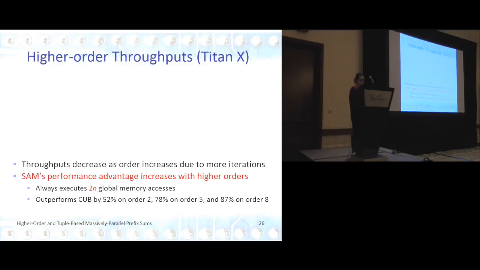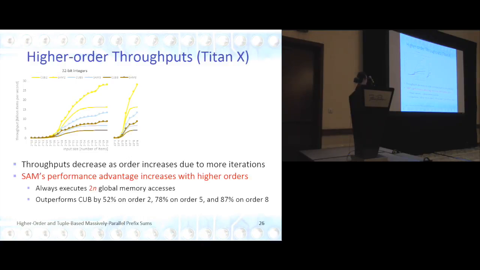And now let's look at the higher order throughputs. So let's start with Titan X. We only compare our code with COP, since COP was doing better than all the other implementations of Prefix-Sum. On order 2, we are doing better than COP by 50%. On order 5, we're doing better than COP by 78%, and on order 8, we're doing better than COP by 87%. That means that SAM's performance advantage increases with higher order.